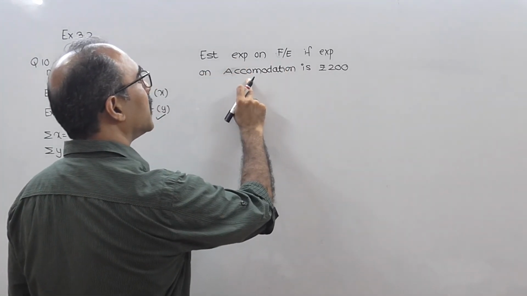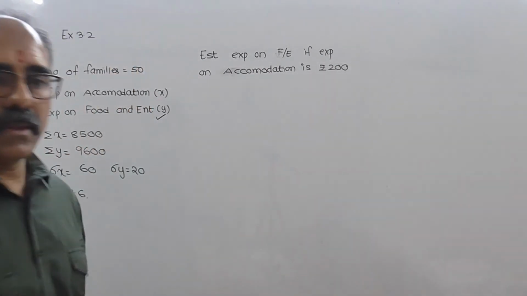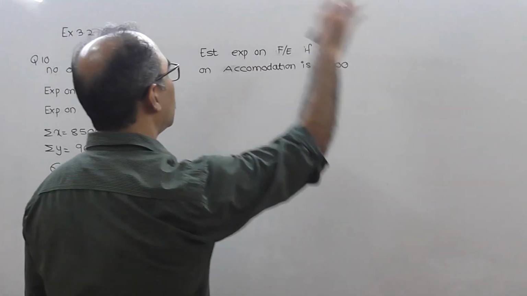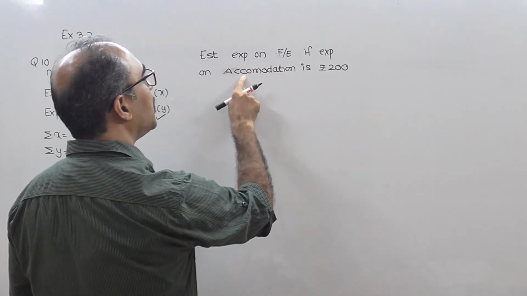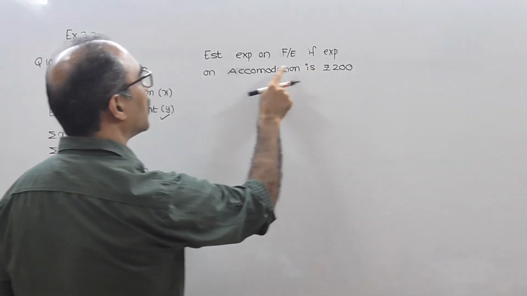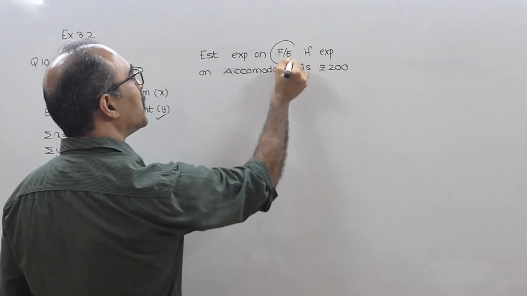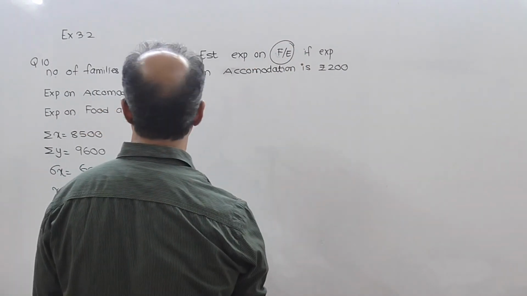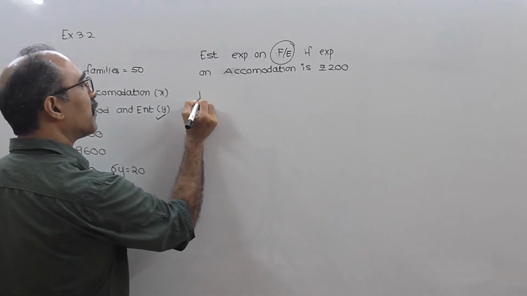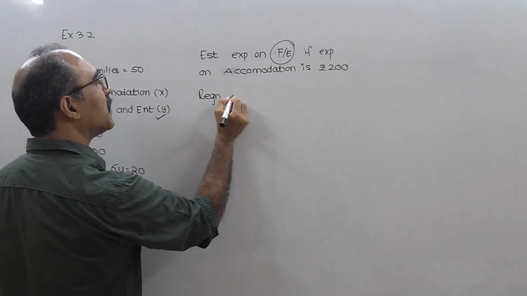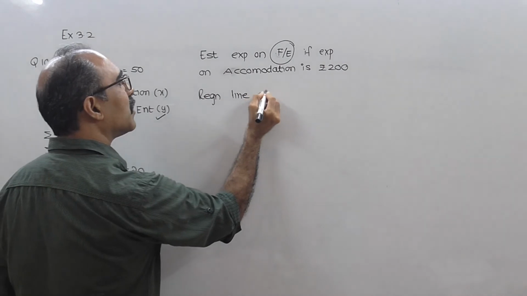We have to estimate the expenditure on food and entertainment if the expenditure on accommodation is 200. That means we have to estimate the expenditure on food and entertainment. Food and entertainment is y, so we have to find the value for y. To find the value for y, let's start with the regression line of y on x.